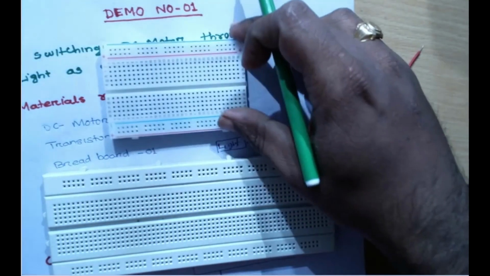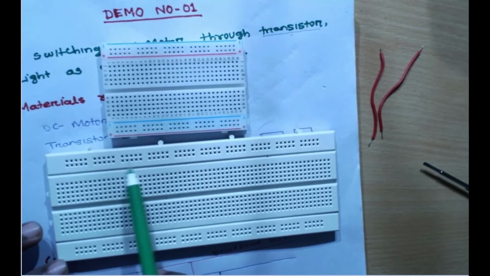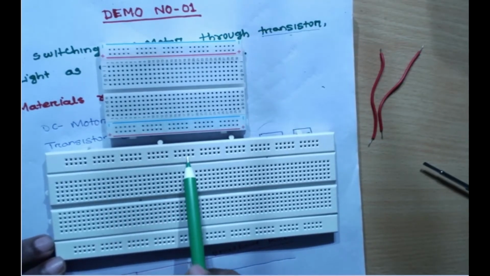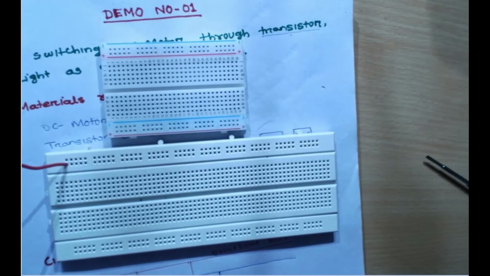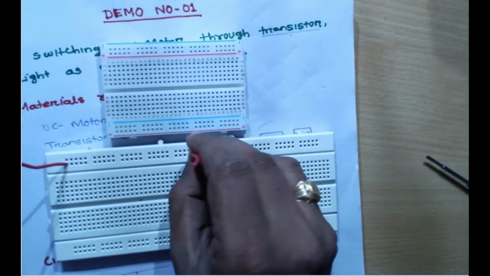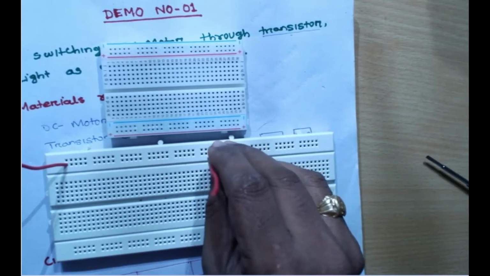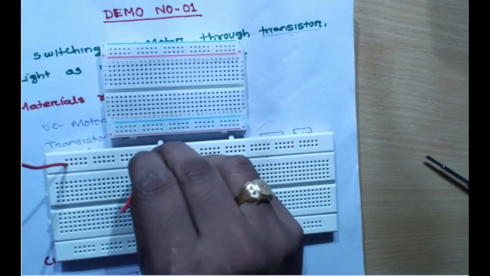What is the difference between above and below? In the below, only each group of 5 is internally connected: 1, 2, 3, 4, 5. Suppose I give the 5 volt over here. I can get 5 volt up to this point only. I will never get 5 volt from this point. I will get the 5 volt from this point, this point, this point, and this point.